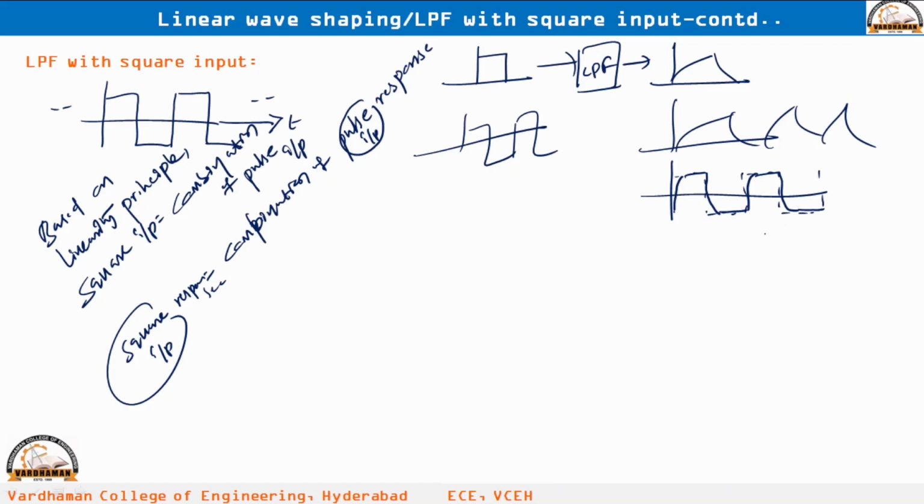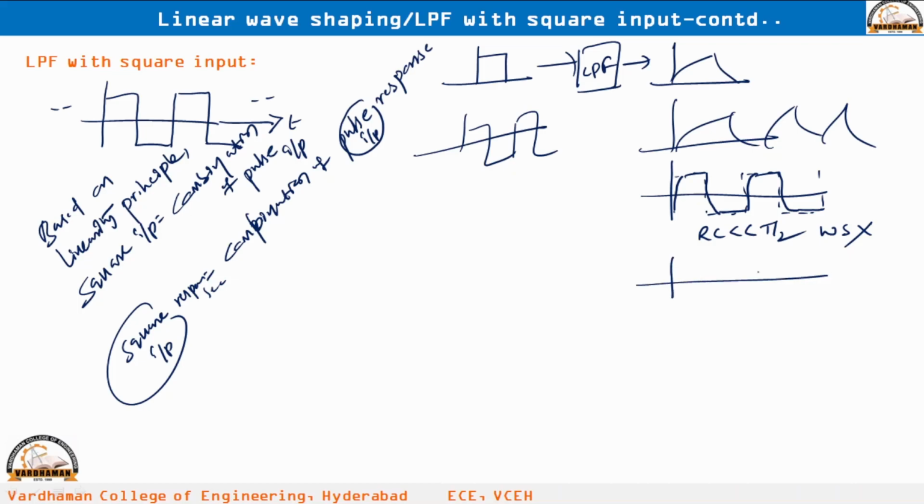Now, in this case, RC is very much less than T by 2, where T by 2 means half of the time period. When you compare with half of the time period, you get approximately a square wave. That means wave shaping is missing here. The output is somewhat different from the input, but almost equal. That is why we can say wave shaping has not occurred here.